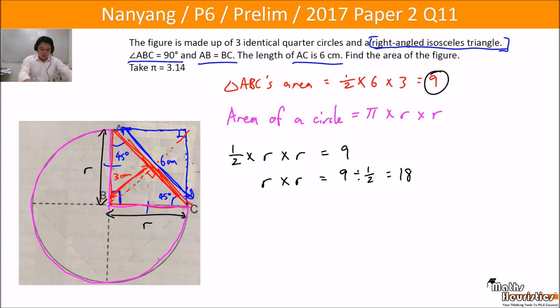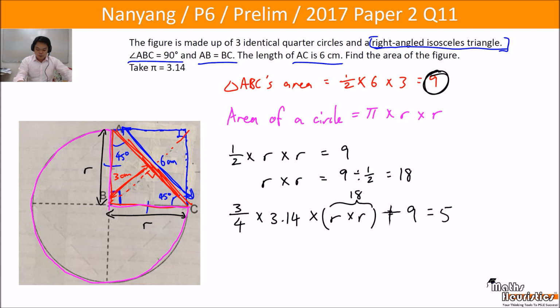So to find the area of these three quarter circles, we need to take 3 quarters times 3.14 times the radius times the radius. In this case, this would be 18. And then we add the 9 to it, and that will give us a total area of 51.39. And the answer will be 51.39 cm squared.